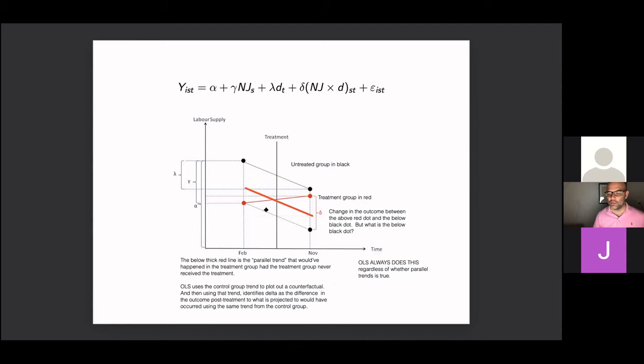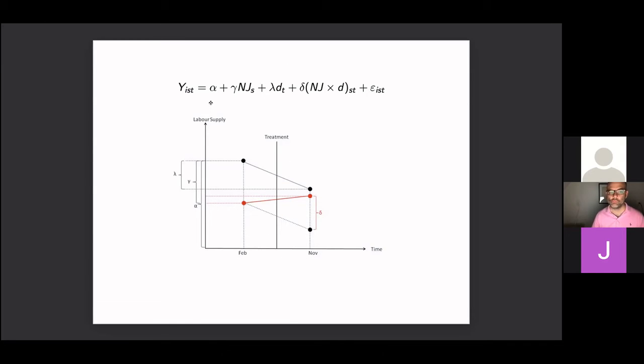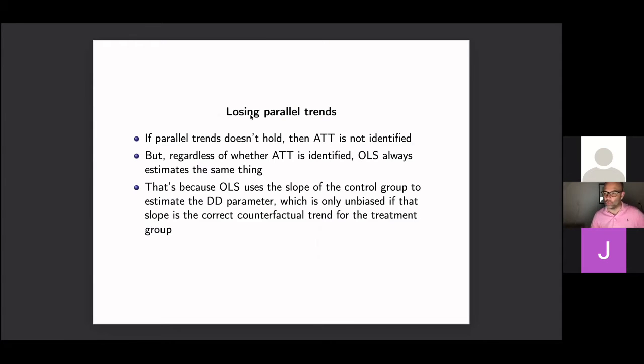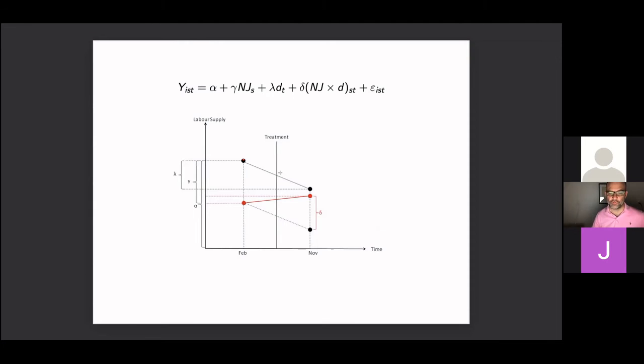But see, this delta right here is only the actual causal effect if that line right there is what would have happened in the control group had the treatment never happened. So if parallel trends doesn't hold, then the ATT won't be identified. But regardless of whether parallel trends holds, OLS always estimates the same thing. This is the trend right here, and OLS will always identify this distance right here.